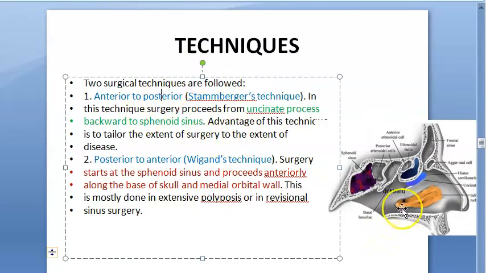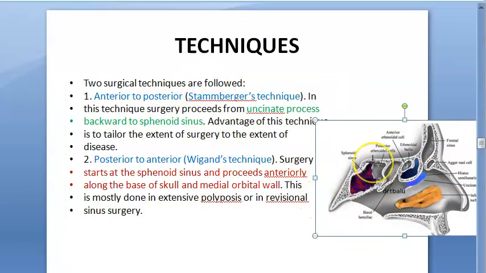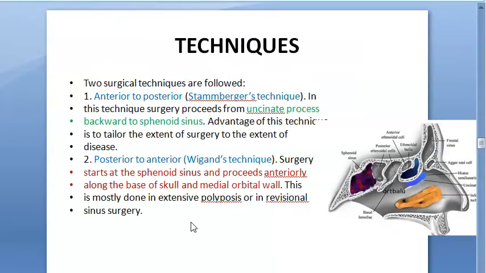The techniques we saw: anterior to posterior, that is the Stammberger technique. Anterior to posterior means uncinate to sphenoid sinus. In revision sinus surgery, or if there is extensive polyposis, they go from back to front, from the sphenoid sinus along the base of skull and medial orbital wall. So you have two techniques. Now techniques are over.